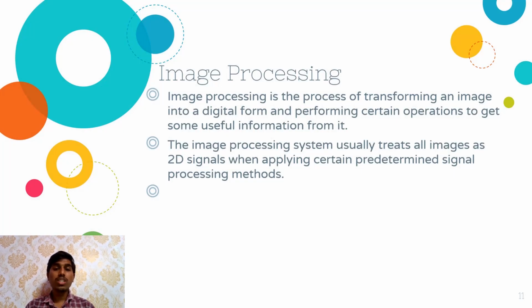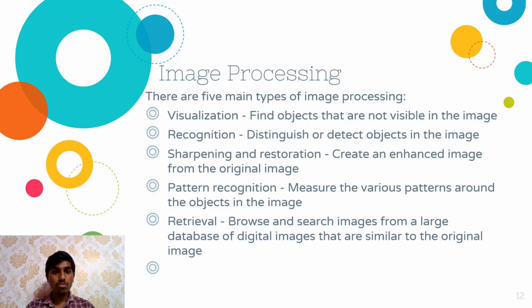So image processing is the process of transforming an image into a digital form and performing certain operations to get some useful information from it. The image processing system usually treats all images as 2D signals when applying certain predetermined signal processing methods. So there are 5 main types of image processing.